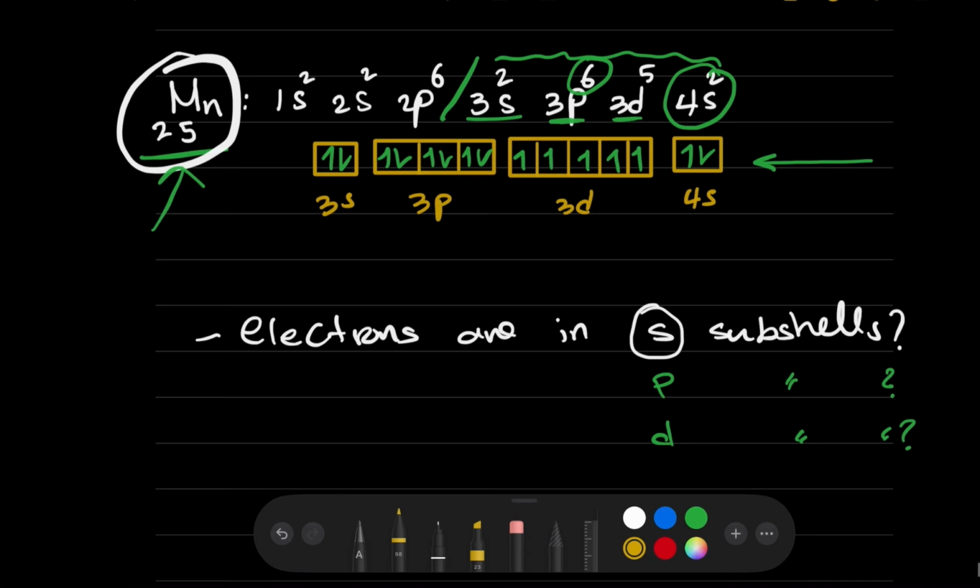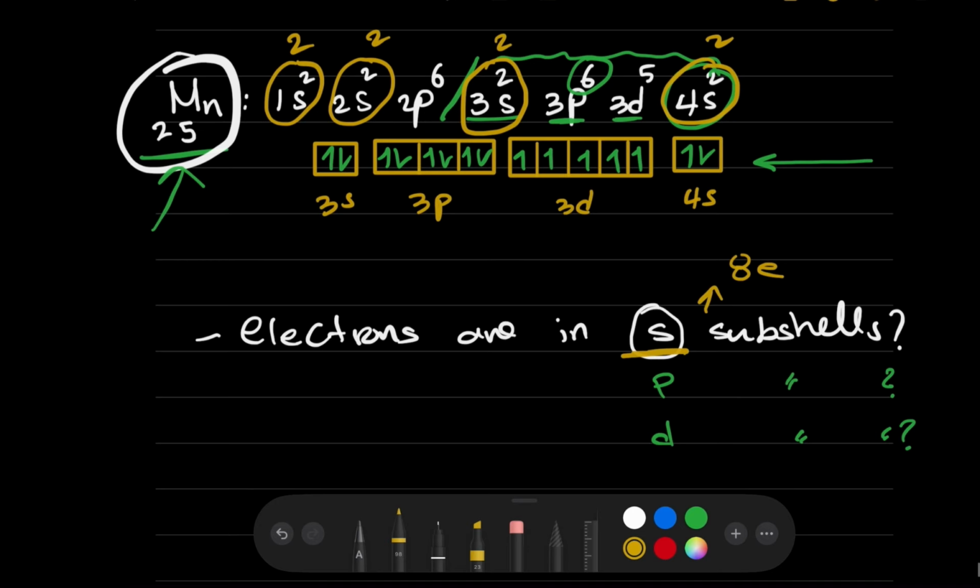I'm asking you about all of the electrons in all the S's that you have. We have 2 electrons from the 1s, another 2 electrons from the 2s, another 2 electrons at 3s, and another 2 electrons from the 4s. That's why the overall number of electrons in the S subshell is equal to 8 electrons.